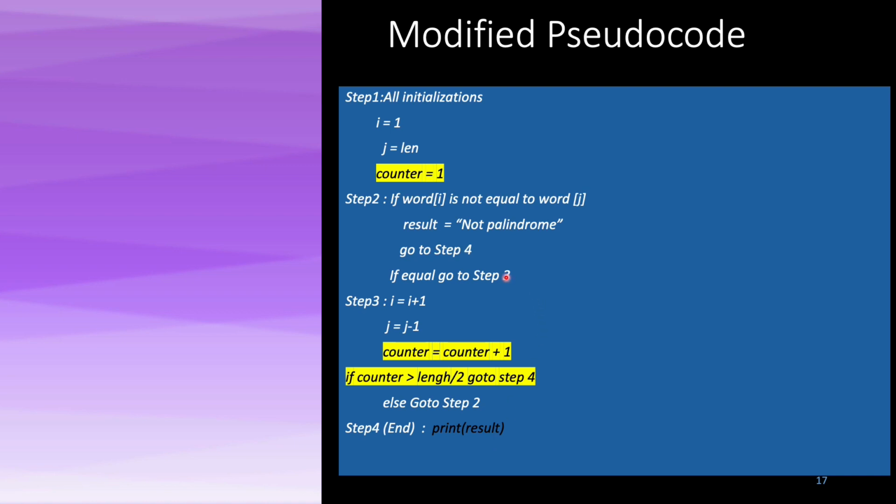Now, if they are equal, what do we need to do? We have to go to step 3, where we will increment I, we will decrement j, and we will also increment the counter just to show that we are doing our second comparison. And if the counter is greater than the length divided by 2, then we have to exit. If it is not, then we go to step 2 and keep doing the comparison. So when do we come out of this step 3? When the counter is greater than length by 2, we stop all the comparisons and we come out.